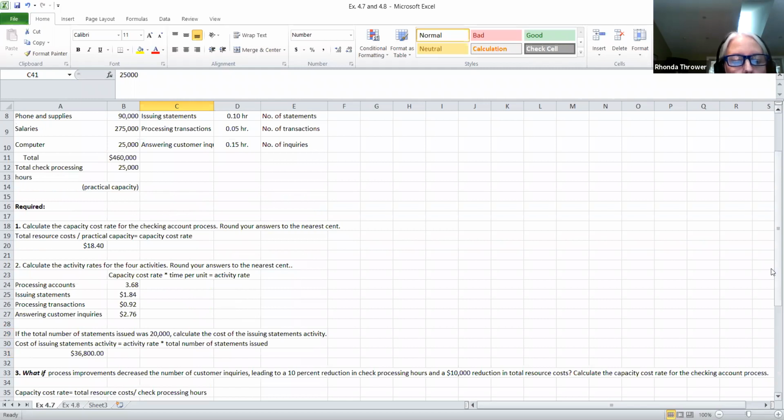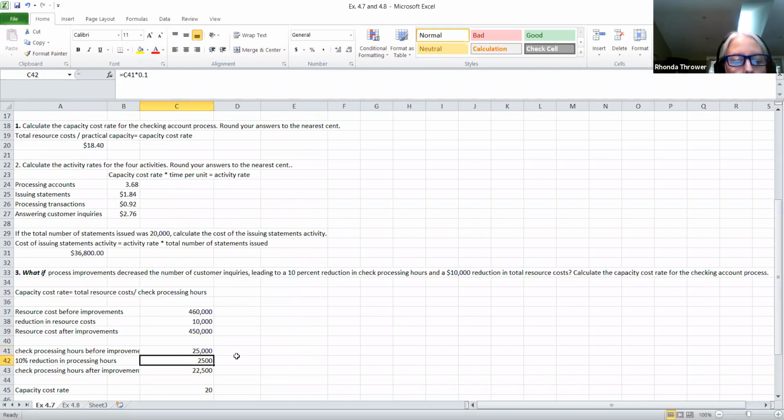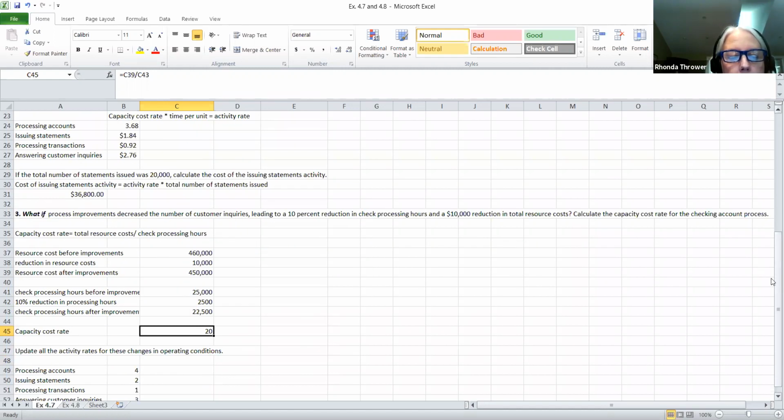And so 10% of 25,000 will give you the reduction in check processing hours because of the improvement that we made. And so we actually reduced our check processing hours in this what if analysis to 22,500. Then what we would do is we would take these check processing hours and divide it into the total resource cost, which will give you $20 as the new capacity cost rate.